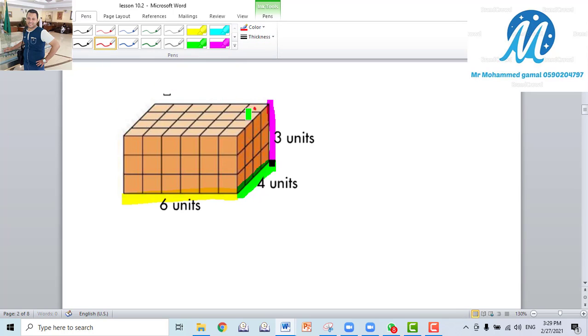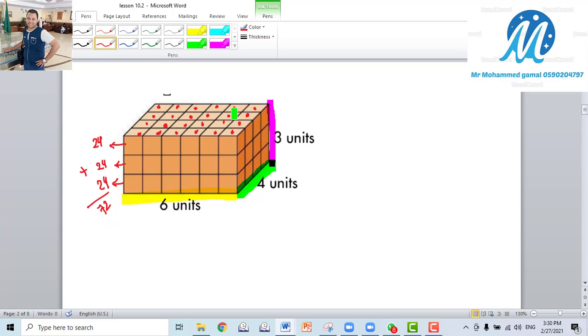top layer: 1, 2, 3, 4, 5, 6, 7, 8, 9, 10, 11, 12, 13, 14, 15, 16, 17, 18, 19, 20, 21, 22, 23, 24. So this layer is 24, and this layer is 24, and this layer is 24. And finally we add the 24 and 24, which is 48. 48 and 24, so finally it's going to be 72 cubic units.